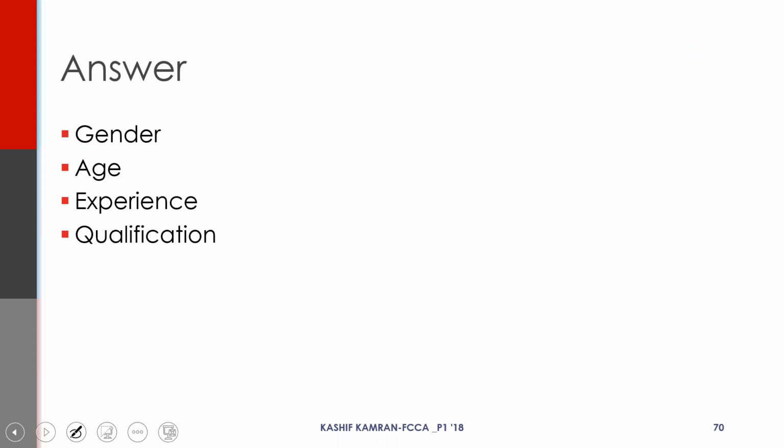Answer: the board should be diversified in terms of gender. The board should be diversified in terms of age. They should be diversified in terms of experience, qualifications, nationality. So they can have directors from different nationalities, American directors, British directors, directors from Asia. So they have a global viewpoint. Qualifications, they can have directors from MBA backgrounds, chartered accountancy backgrounds, so that brings diversity.